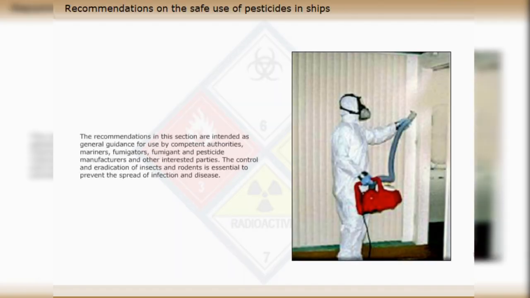The recommendations in this section are intended as general guidance for use by competent authorities, mariners, fumigators, fumigant and pesticide manufacturers, and other interested parties. The control and eradication of insects and rodents is essential to prevent the spread of infection and disease.